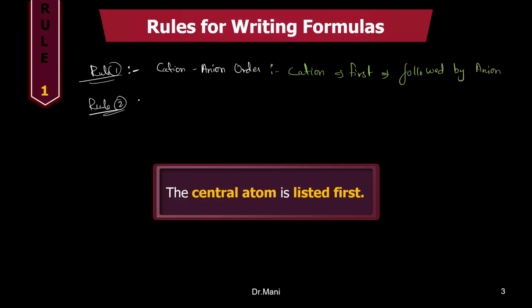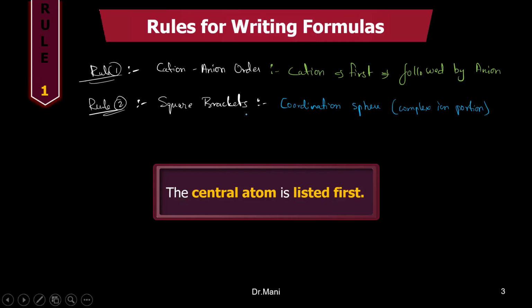Rule number two is square brackets. For what are we using the square brackets? Tell me. What do we call that coordination entity? The coordination sphere, or you can say the complex ion portion, should be enclosed in the square brackets. And why? This gives a clear boundary to differentiate the complex ion from the counterparts, like the counter ions, which are neutralizing it.